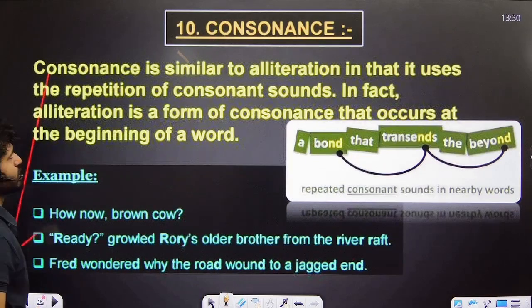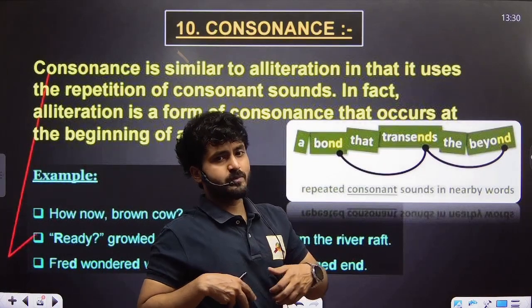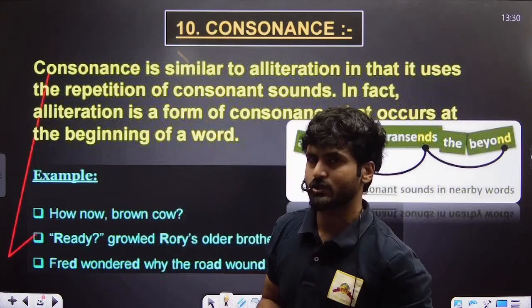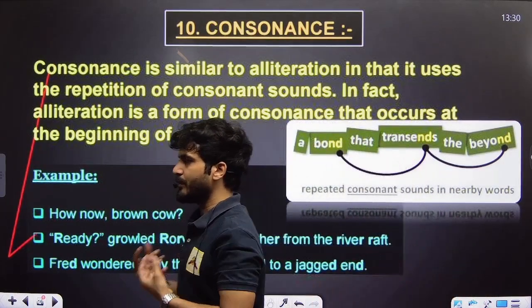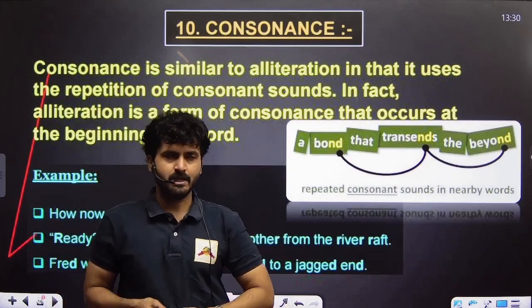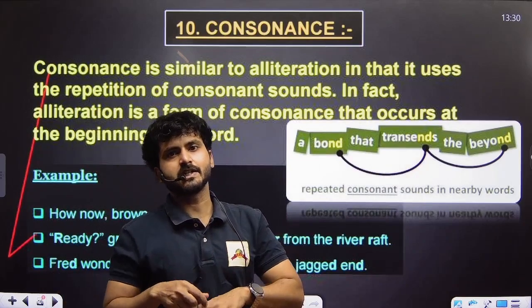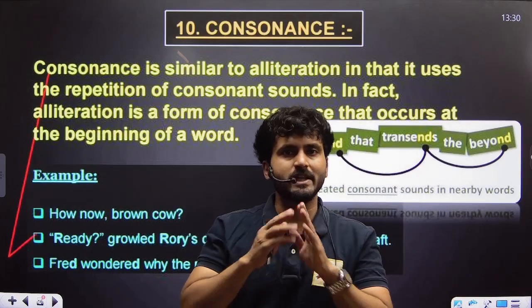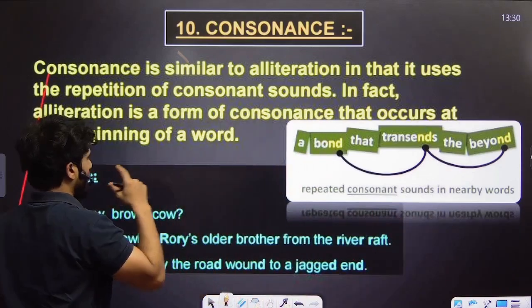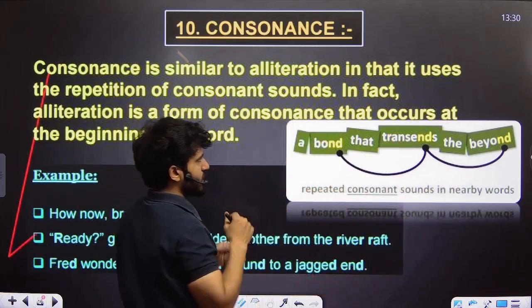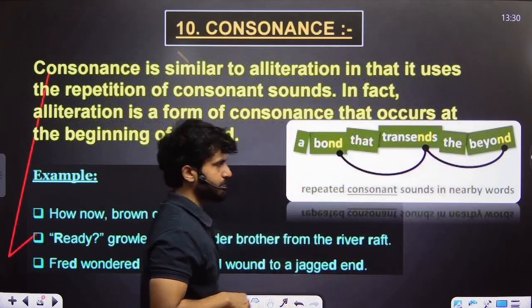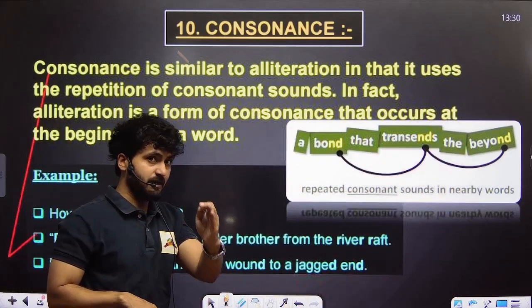Then comes the consonance. In the case of consonance, you will observe the repetition of consonant sounds. Whenever you observe the repetition of consonant sounds, you are going to keep it under the bracket of consonance. The difference between consonance and alliteration: alliteration is at the starting of the word, consonance is anywhere. Got it? A bond that transcends the beyond. Repeated consonant sounds in nearby words. You can observe it anywhere it is coming. But alliteration will come only at the beginning of the word.